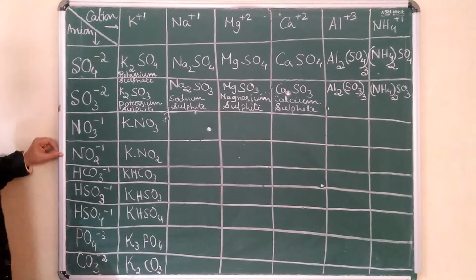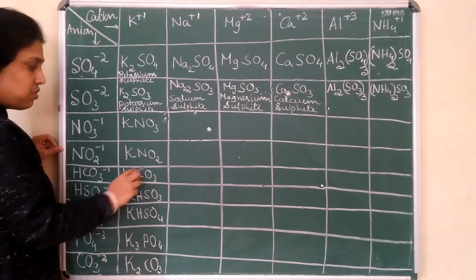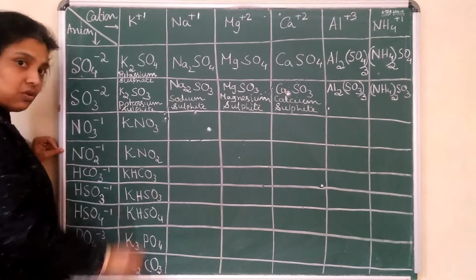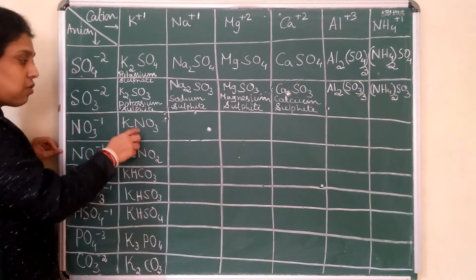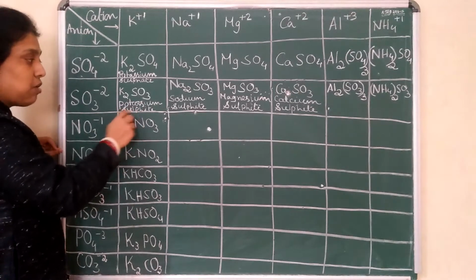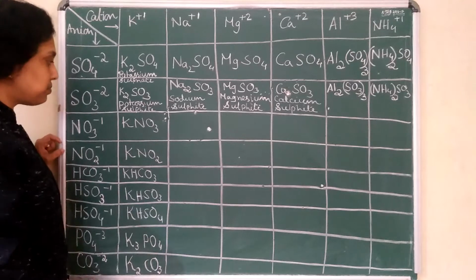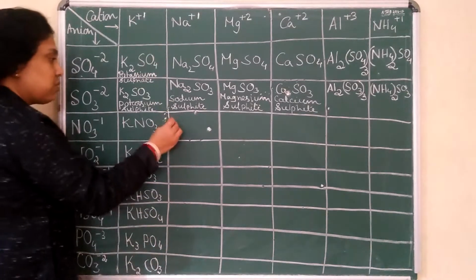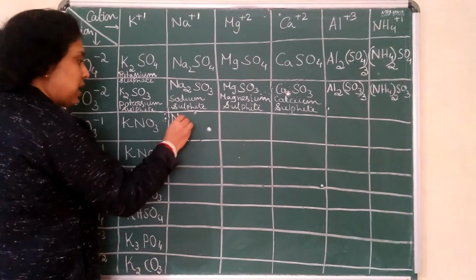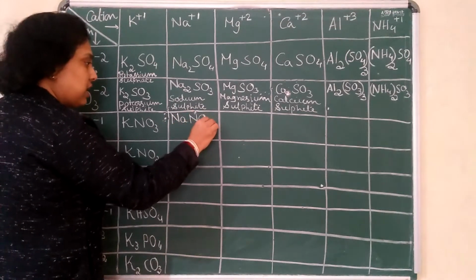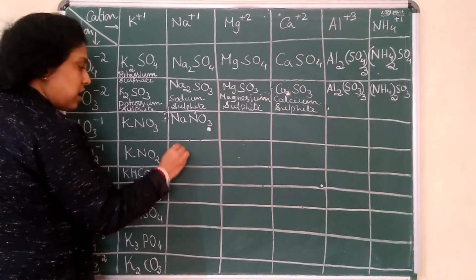Now you can write; I have no place, so you can write when you practice. At the bottom you write the name also. Both the formula and the name of the compound you will be learning together. Then sodium, valency is 1, will be cancelled. So NaNO3, NaNO2.